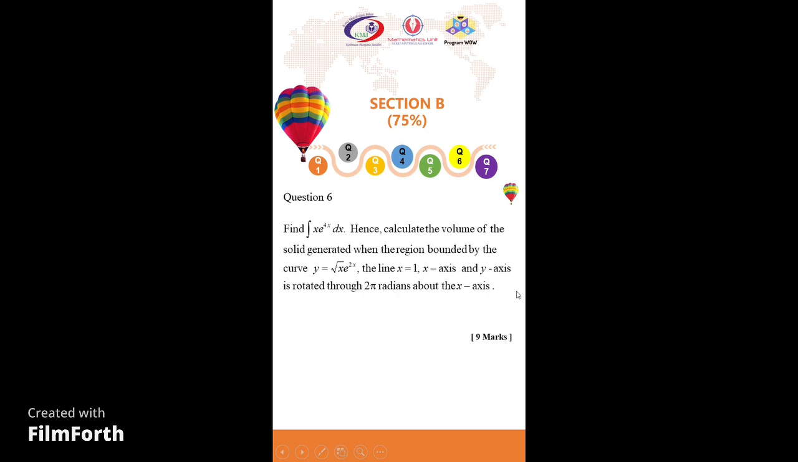Question 6. You need to find the integral of x e to the power of 4x. Then you need to calculate the volume of the region bounded by the curve y, the line x equal to 1, the x-axis and y-axis, rotated 2 pi radians about the x-axis. To find the volume, you need to identify the rotation about the x-axis or the y-axis because the formula is different.